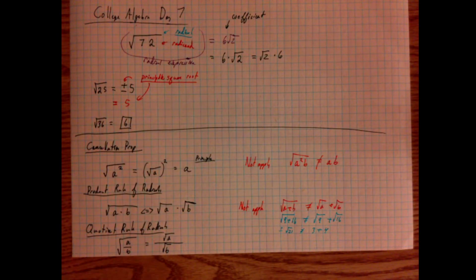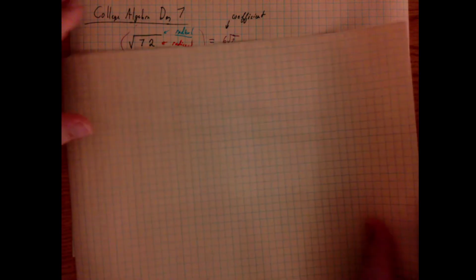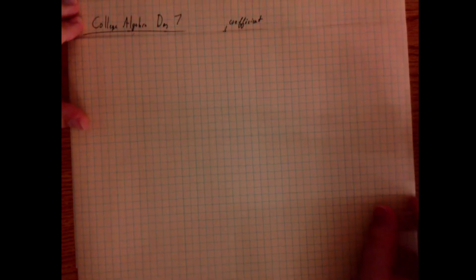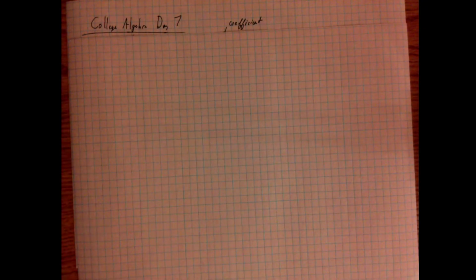So let's talk about where most people get their problems in mathematics, at least in radicals, and it comes from simplifying radicals. So let's look at some examples and talk about how to simplify a radical.